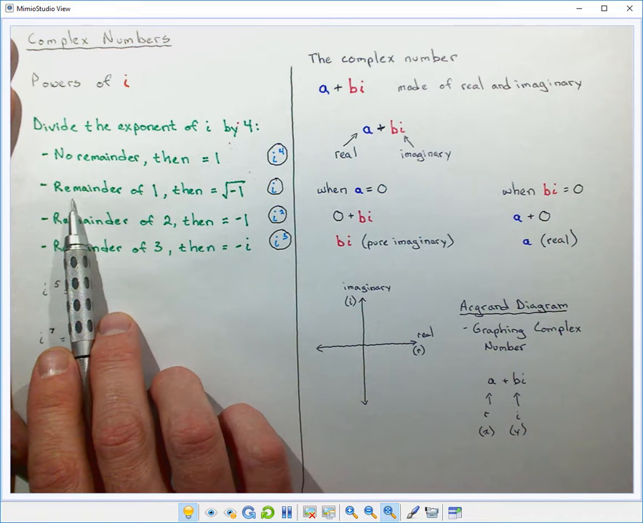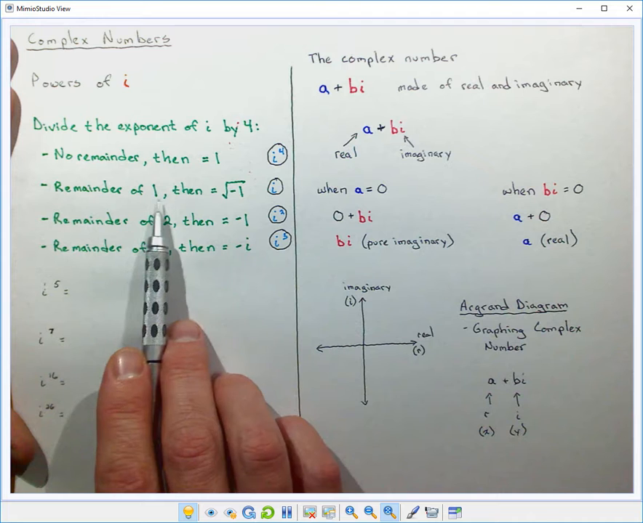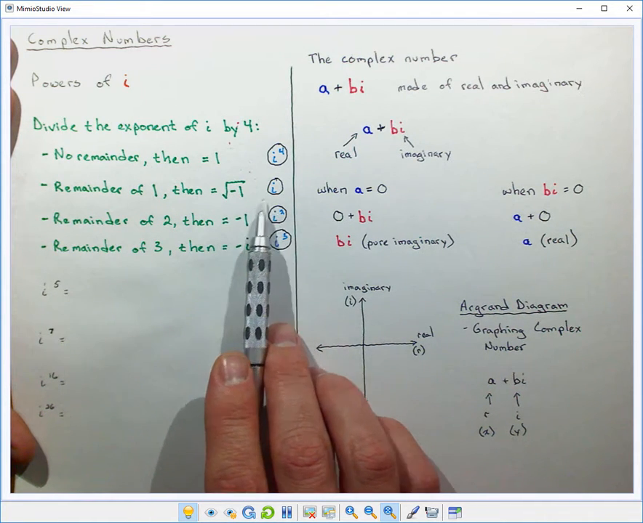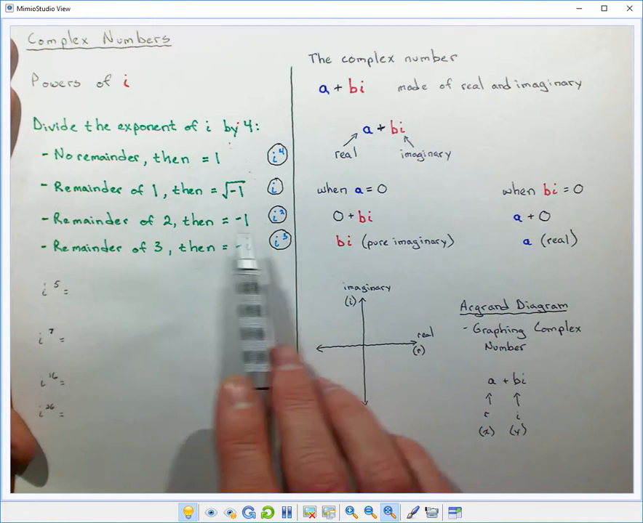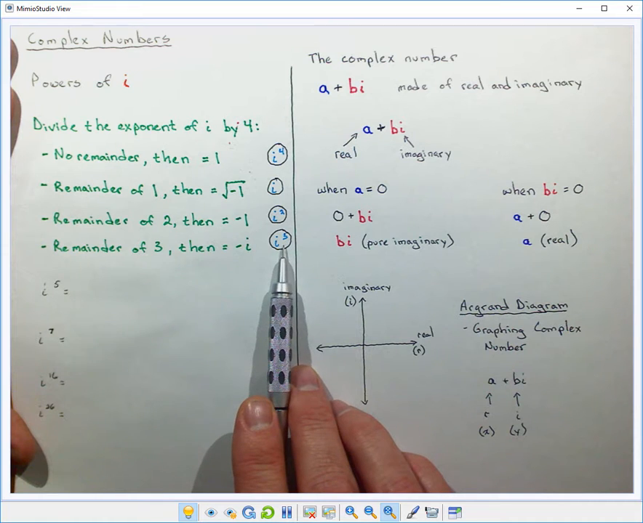If you divide the power that is with i and you end up with a remainder of 1, then you treat it just like it's i. Your value is going to be the square root of a negative 1. If you end up with a remainder of 2, then you treat it like it's i squared. A remainder of 3, then treat it like it's i cubed.